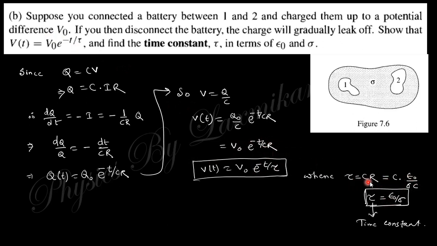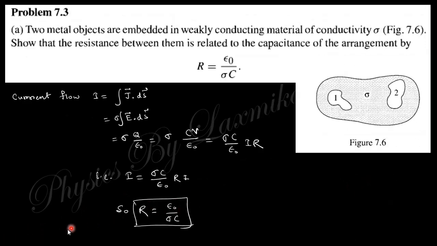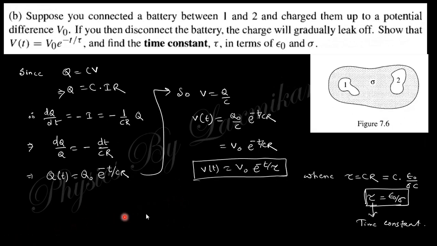Okay. So R is obtained in this expression. Put this value, sigma naught by epsilon naught, by sigma C. This is the value of this constant.